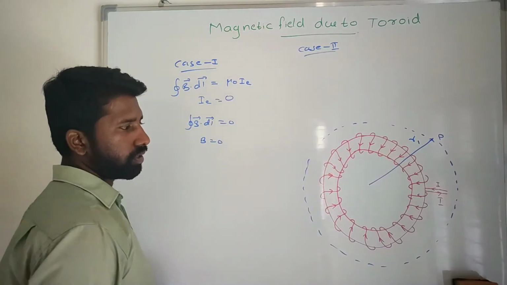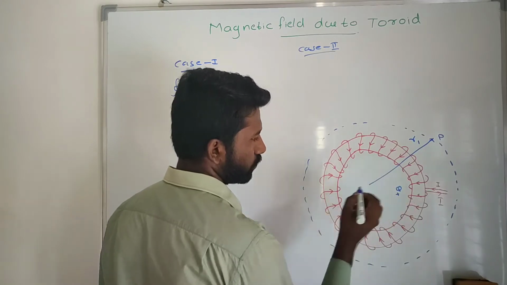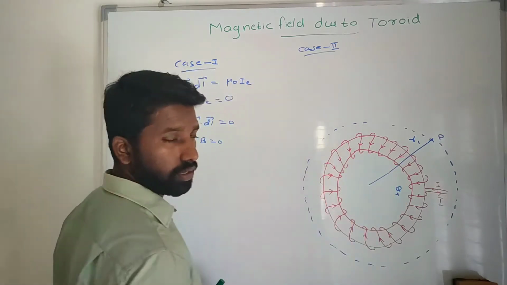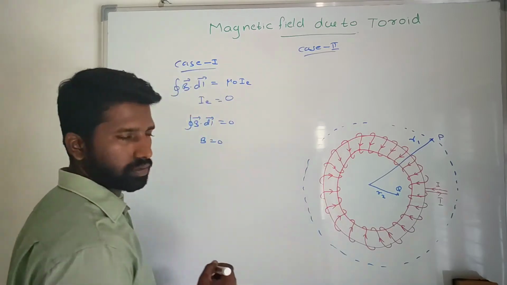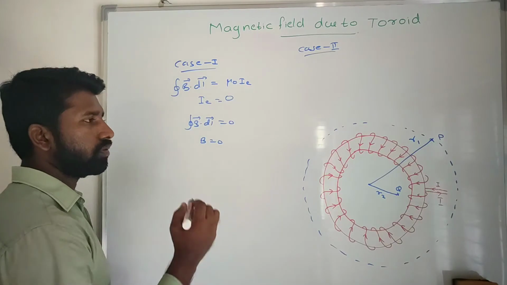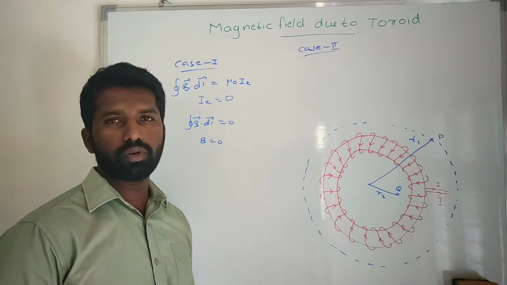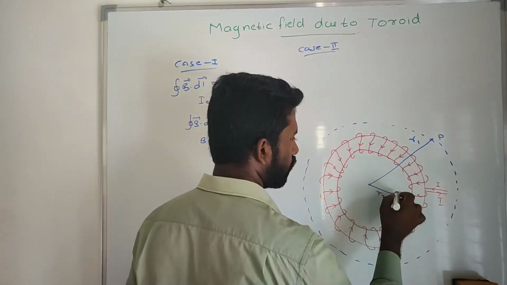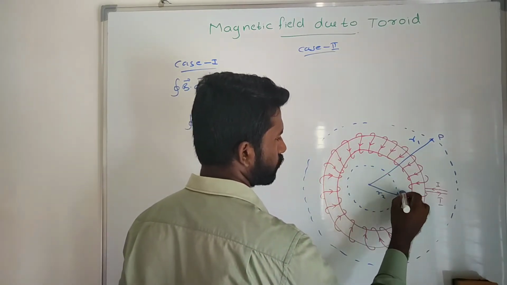Next, case 2. I am going to consider a point Q that is inside the open space of the toroid. This point is at distance R2 from the center of the toroid. Clear? So, I am going to apply Ampere's circuital theorem. For applying it, we need an Amperian loop. Here, I am going to imagine an Amperian loop in a circular shape of radius R2.